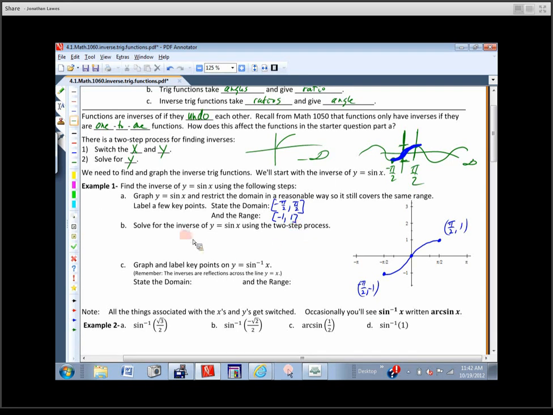Okay. Solve for the inverse of y equals sine x using that two-step process. So it's a pretty easy process. At this point, we're talking about sine inverse, so I'm going to switch colors. I'm going to switch to red. So this is going to be x equals the sine of y. And how do I get y by itself? How do I solve for y? Take the inverse sine or take the sine inverse of both sides. So this would be the sine inverse of x is equal to the sine inverse of the sine of y.